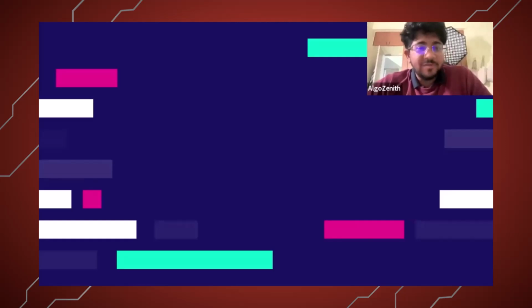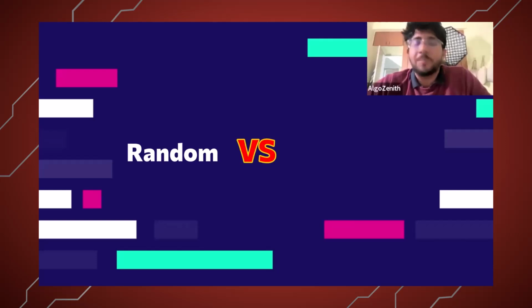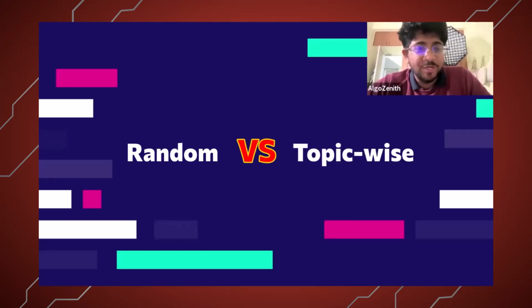Which one do you think is a better way of practice? Random practice in increasing order of difficulty or something like that, or topic wise practice? Which one would you prefer to improve? Yeah, so that's a standard question, but I don't have a standard answer for that.